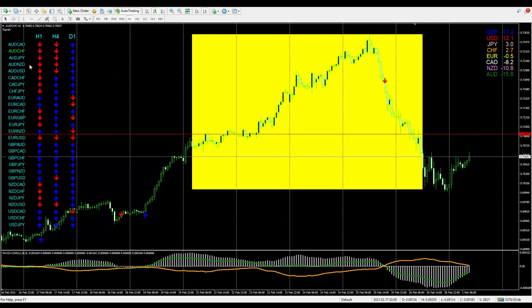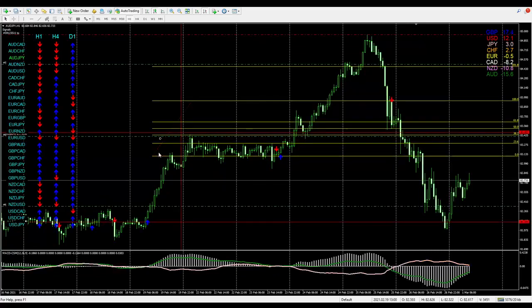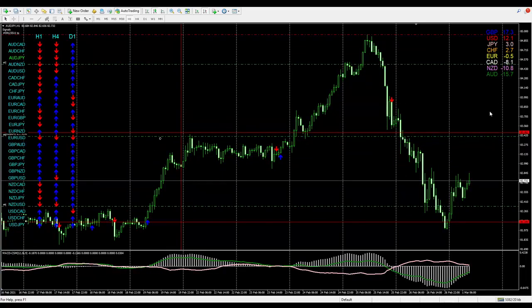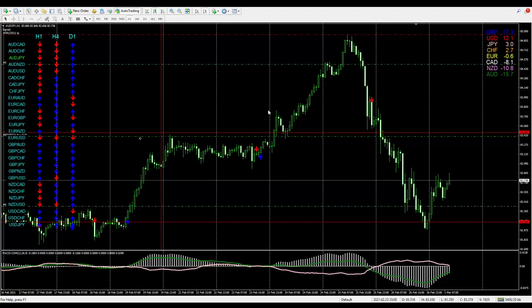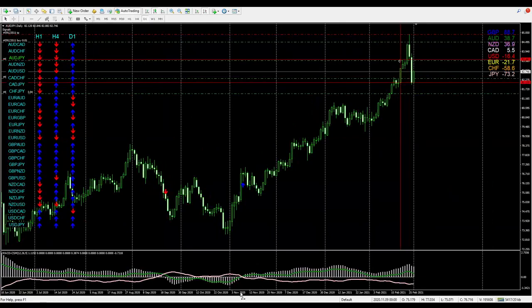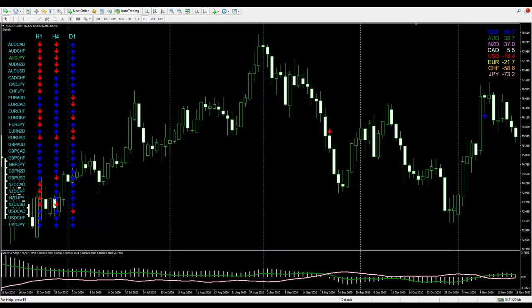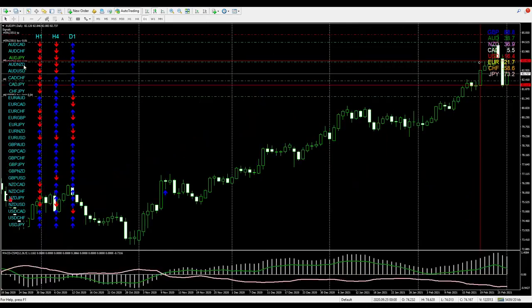Okay, let's continue. So for AUDJPY, let me remove the Fibonacci level so it will be a little bit clearer. Some of my trades can be seen here, because I'm running a different expert advisor here actually. Anyway, let's just continue. So for AUDJPY, for the D1 time frame, as we can see, the general trend is a buy.